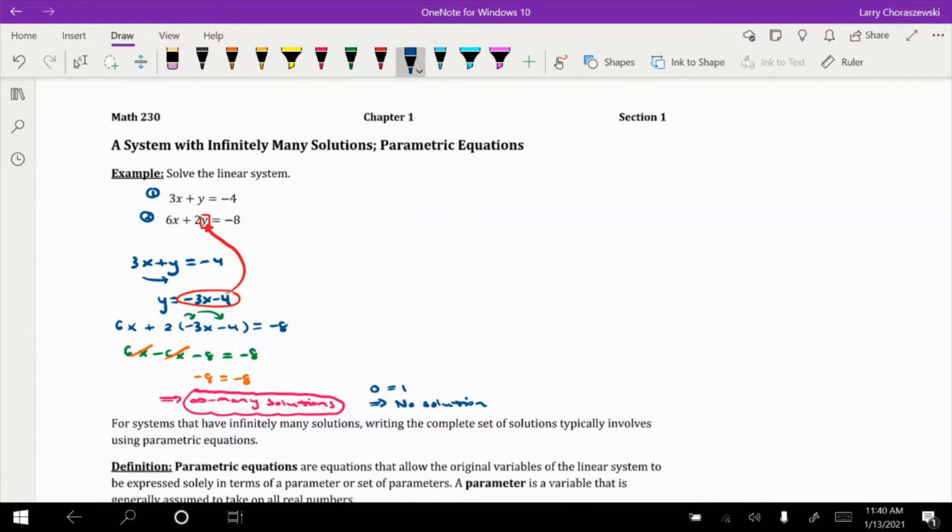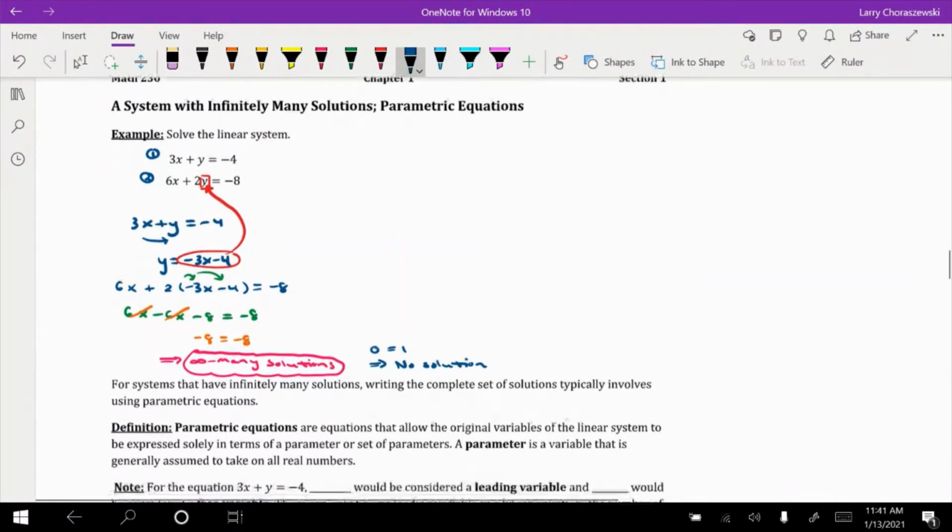So what happens if a system has infinitely many solutions, but we want to see just what are a couple of those solutions? What's one solution to it? What's a second solution? What's a third solution? If we're curious about that, then we're going to need something called parametric equations.